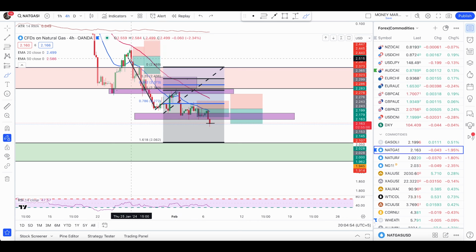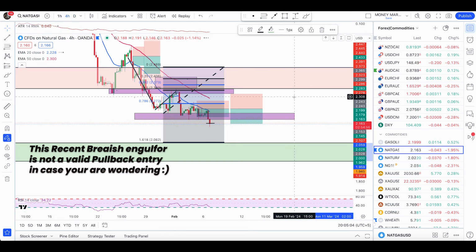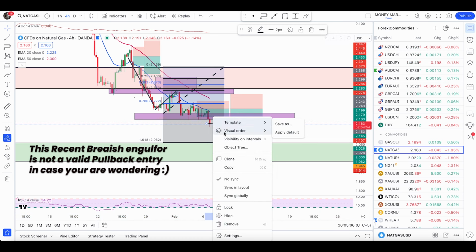Now if you are new, if you have just joined Money Makers, the zone here on Oanda is 1.959 that goes to 2.059, from where we're going to enter our buy trades. I'm going to go to Nymex and Capital.com in a moment.